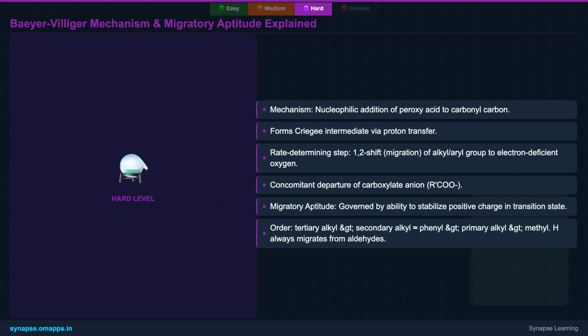This migratory aptitude, the preference of one group over another to migrate, is governed by its ability to stabilize a positive charge in the transition state, with tertiary groups migrating more readily than methyl. This detailed understanding is essential for predicting products and designing syntheses.